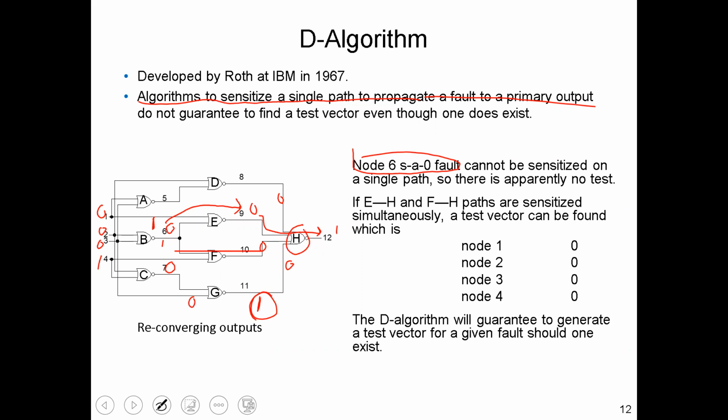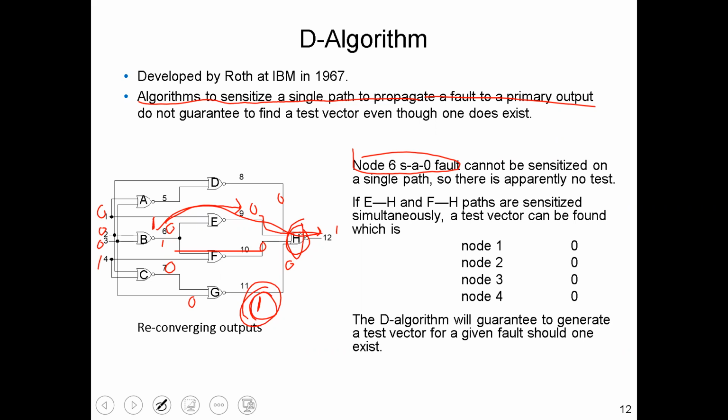Output 1 here. Now node 11 is an input to gate H. Now one input is 1. This is a NOR type gate. If one input is 1, the output is determined. Output is always 0. So you cannot sensitize this faulty signal to the output. You cannot propagate this faulty signal to the output. It blocks at the gate H. Because of this 1, it blocks the signal.